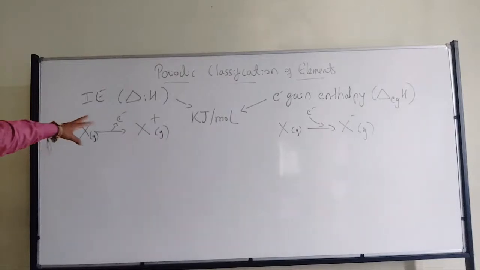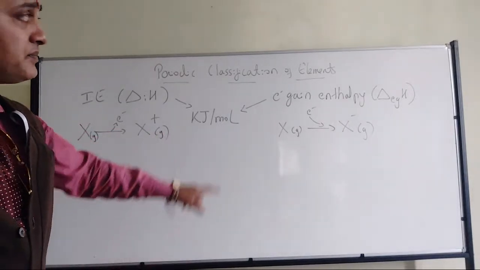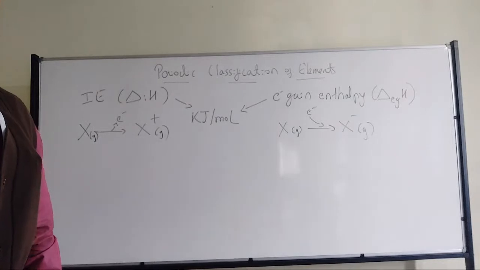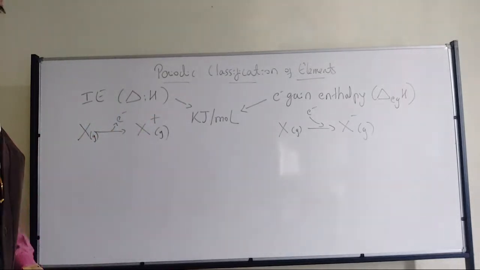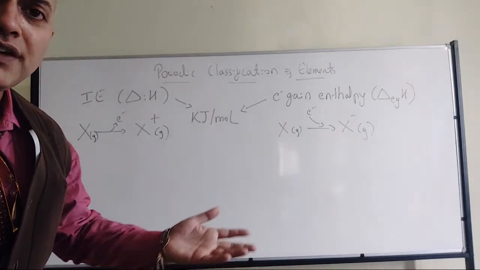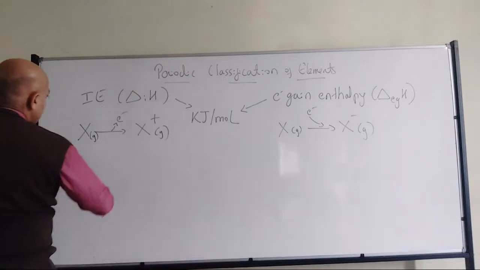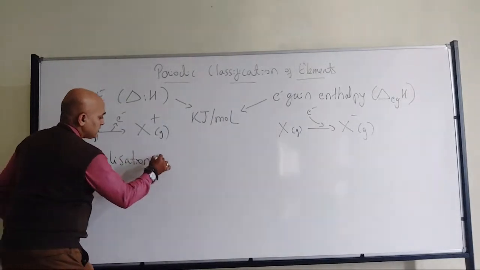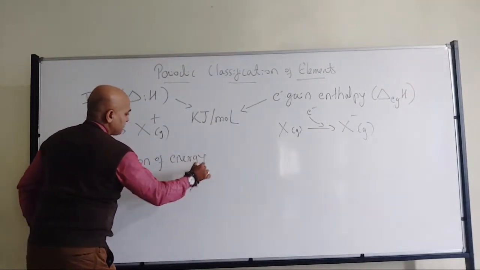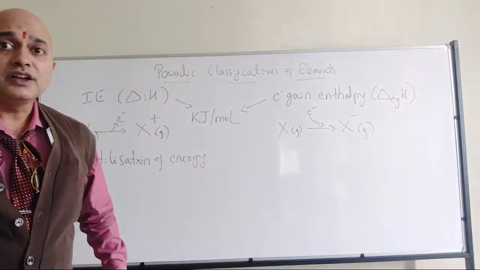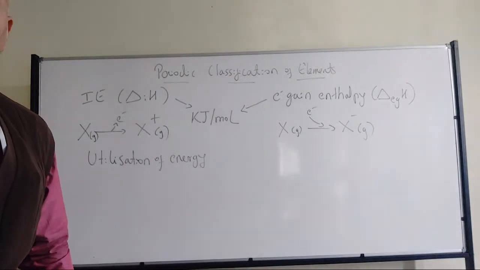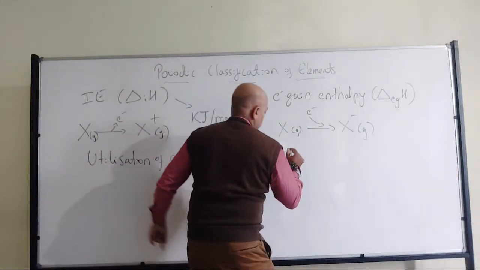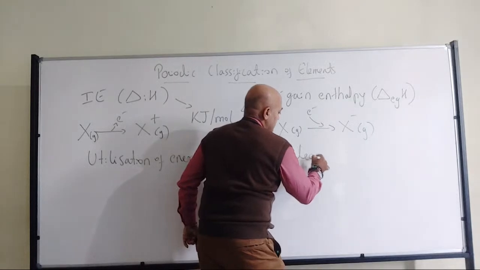So that's why we have ionization enthalpy, and that's why we have electron gain enthalpy. In ionization enthalpy, we are removing the electron and we are getting a cation. In electron gain enthalpy, we are adding the electron and we are getting anions. In both cases, either there will be utilization of energy or release of energy. In ionization enthalpy there will be utilization of energy, because we are taking away the negatively charged electron from the positively charged nucleus. But when it comes to electron gain enthalpy, there will be release of energy.